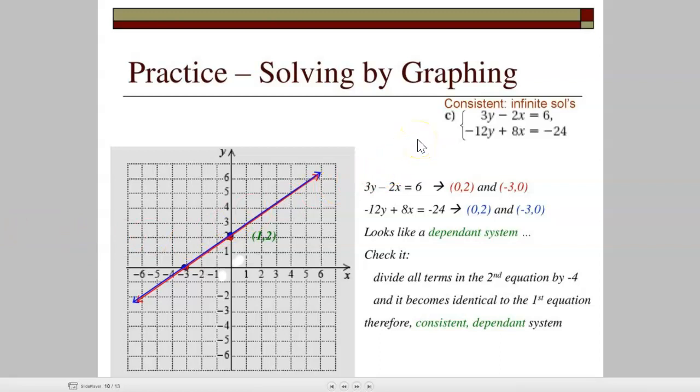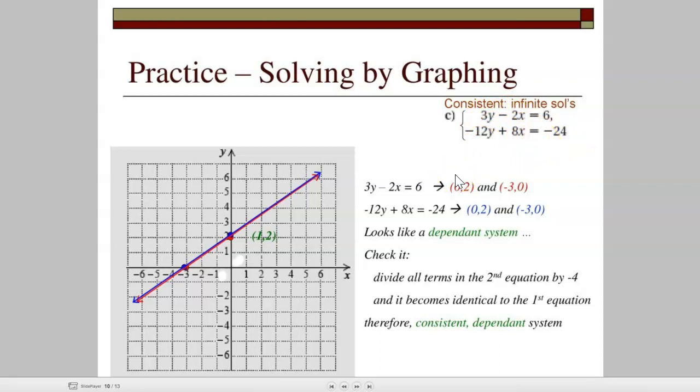Because, and maybe write this down somewhere in your notes so you remember, if something is dependent, that means, usually it's going to be shown by the infinite solutions, but what that means is one equation is a multiple of the other equation, right? If you multiplied it by something like we did here, by -4, we get that whole other equation, okay?